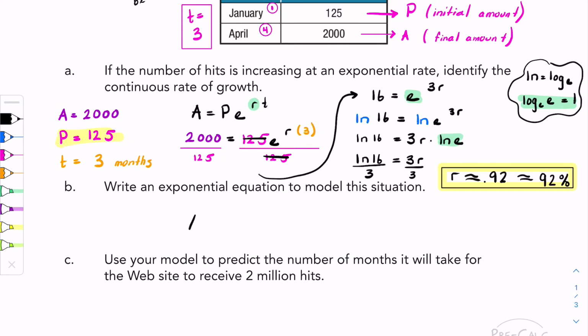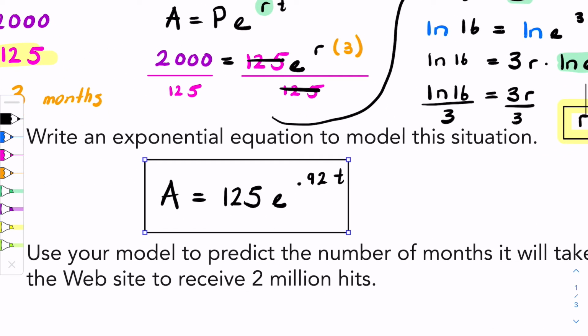So I'm going to write this as A because that's our answer depending on the months we're using. This is equal to 125, that's the original amount of hits, times e raised to the power of 0.92 times time. And again, I substituted in my initial value, obviously the e value stays the same, the rate, and the time stays as a variable, so we can change that.